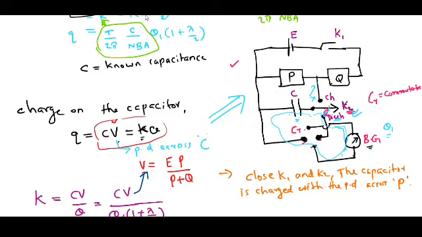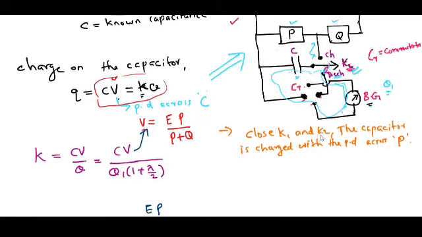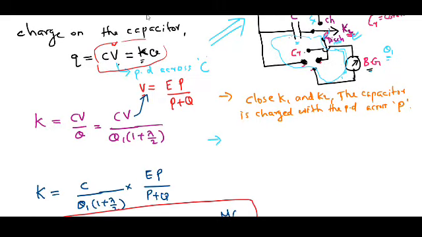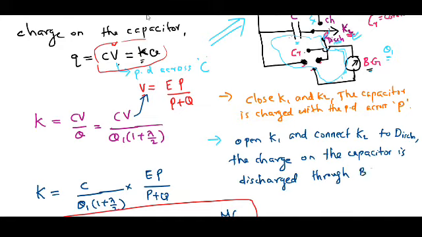And this theta 1 is noted for a particular value of the resistances P and Q. Let me note this down here: open K1 and connect K2 to discharge. The charge on the capacitor is discharged through the BG. That is a throw, a deflection theta 1, is noted.